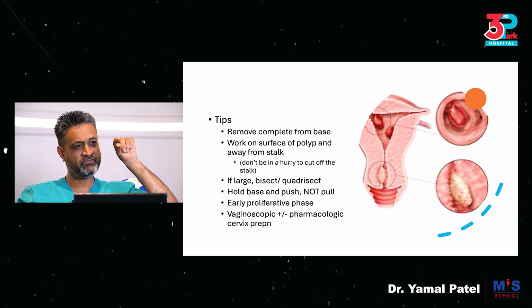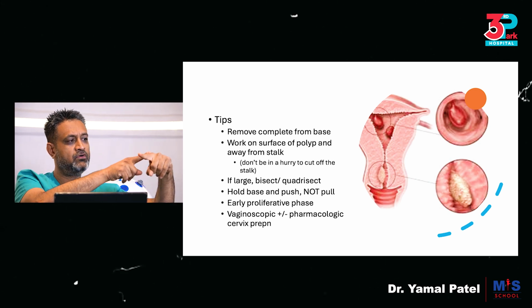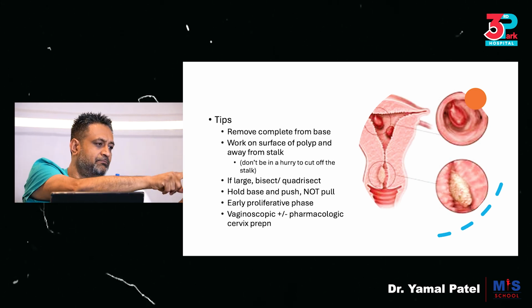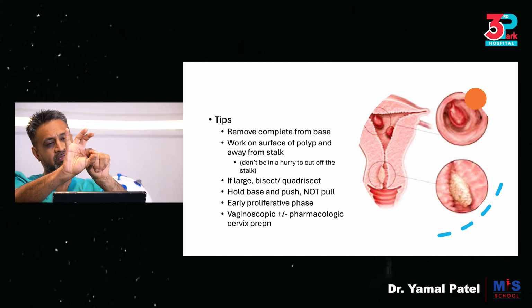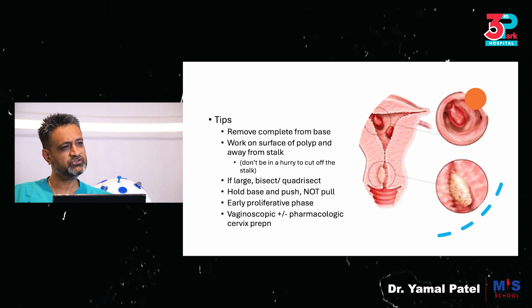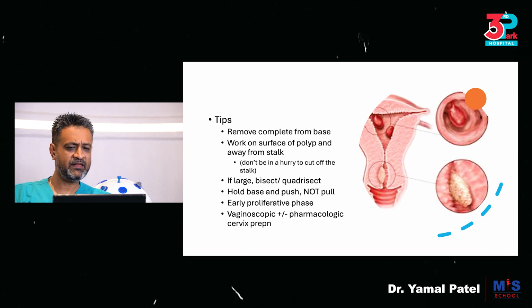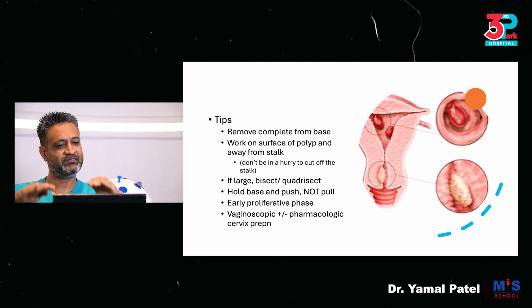So if you want to remove it totally, you don't hold and pull. You hold the base and push, then hold again and push, hold again and push until you separate it off if it's a small polyp, and then pull it out with the whole hysteroscope coming out together. So that is hold, push, not pull. Preferably do it in the early proliferative phase, when the endometrium is thin.